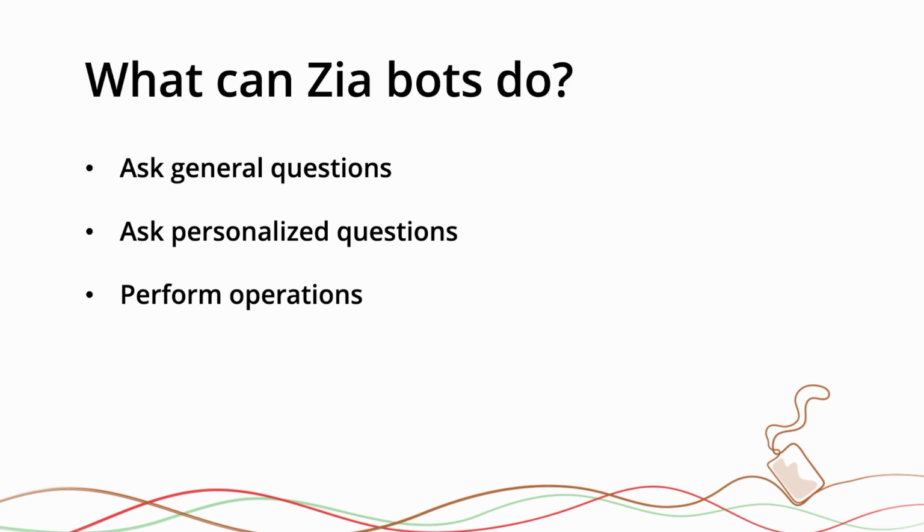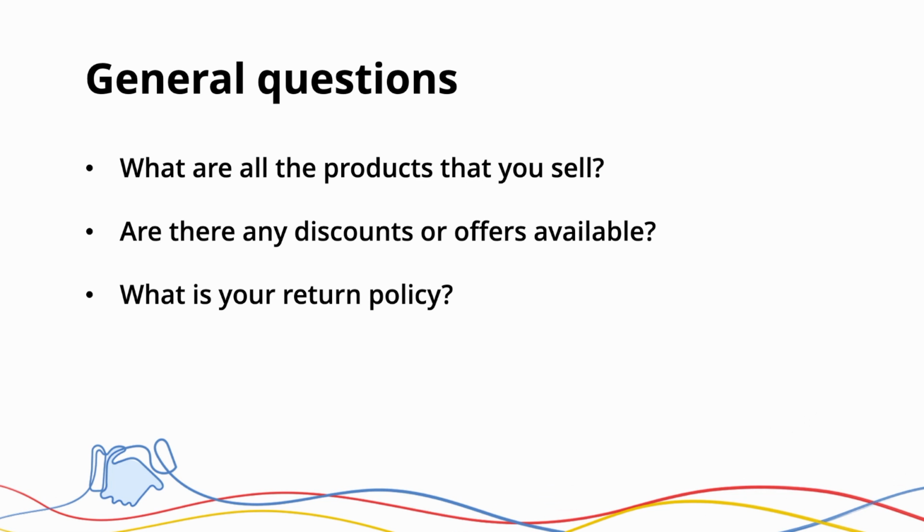So what are Zia bots or chatbots able to do? It's three categories. You can ask general questions, and I'll give you some examples of those. You can ask personalized questions, and then you can also ask it to perform an operation. So what does it mean by a general question? If a customer is on your website, they're asking, like, what products do you sell, right? And it's able to just answer with a list of all the products that are available on the website.